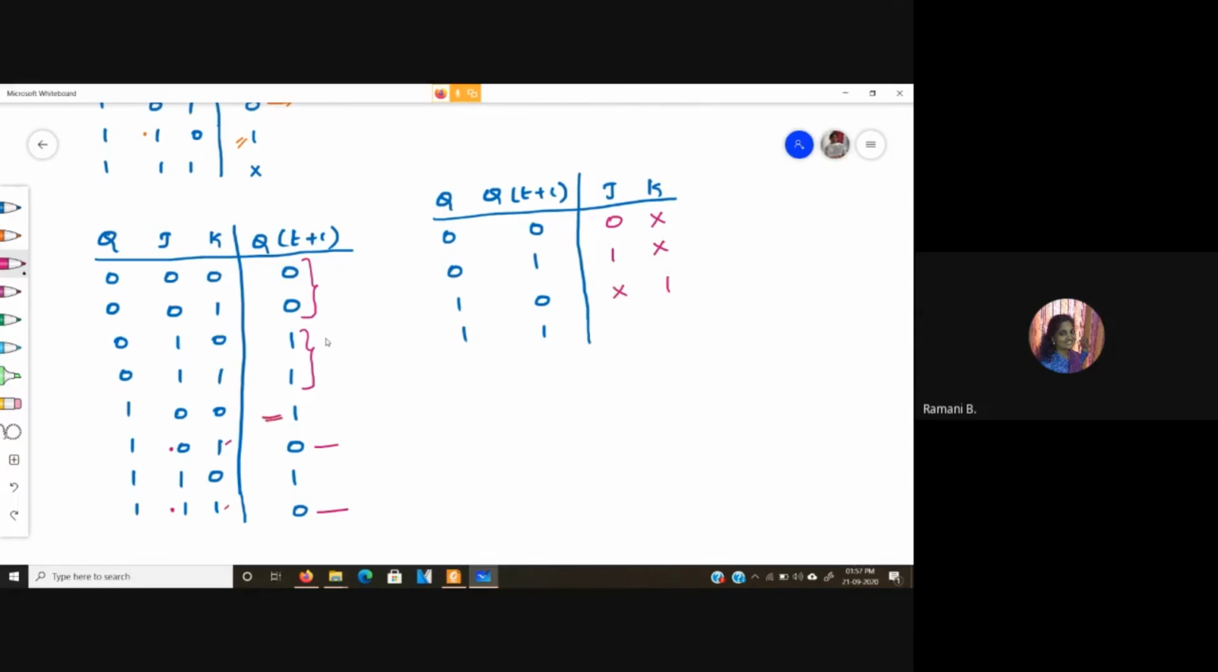And lastly, for present state and next state value equal to 1, here we have J is equal to 0 and J is equal to 1, whereas the K value is 0 in both the cases. So this is given as X and 0. Okay, so this is the excitation table for JK flip-flop. The same way we shall see for D and T flip-flop also.